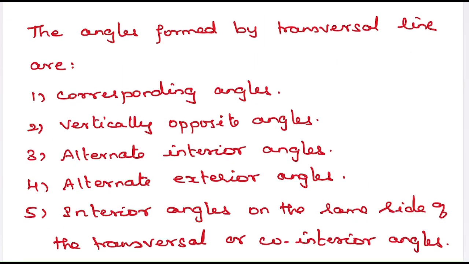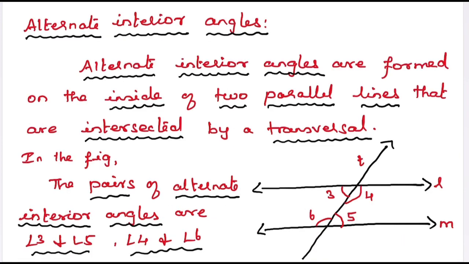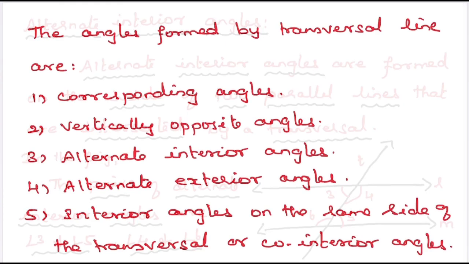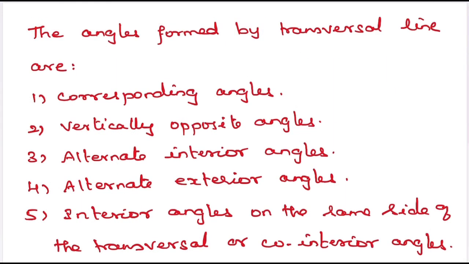Next, alternate interior angles. Alternate interior angles are formed on the inside of two parallel lines that are intersected by a transversal. That is, the pairs of angles should be inside the two lines, and also on opposite sides. For example, in this figure, the pairs of alternate interior angles are angle 3 and angle 5, and angle 4 and angle 6.